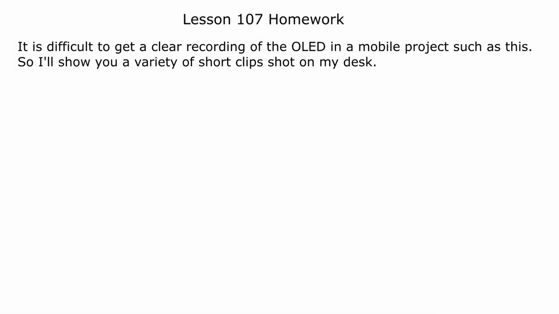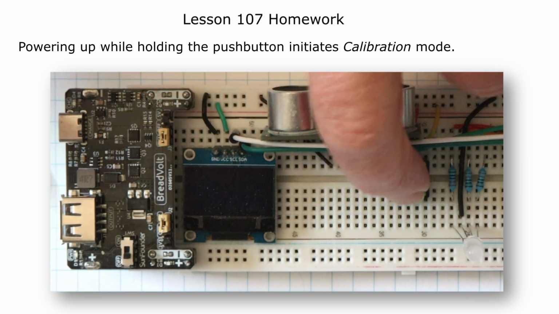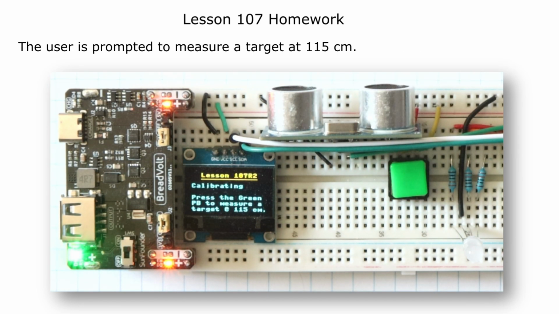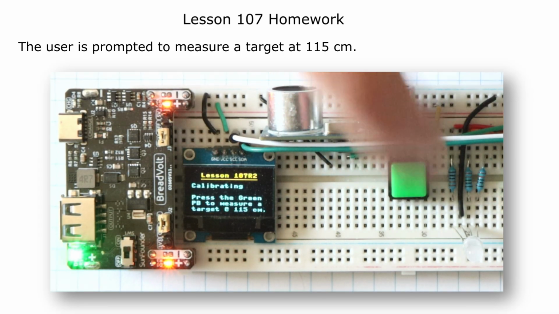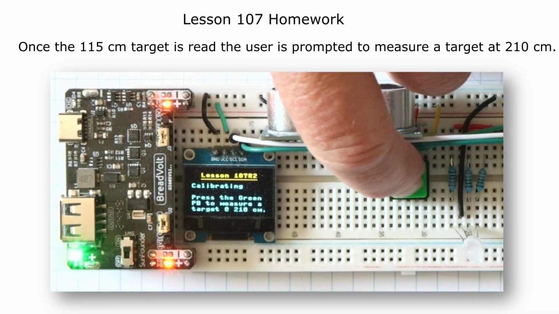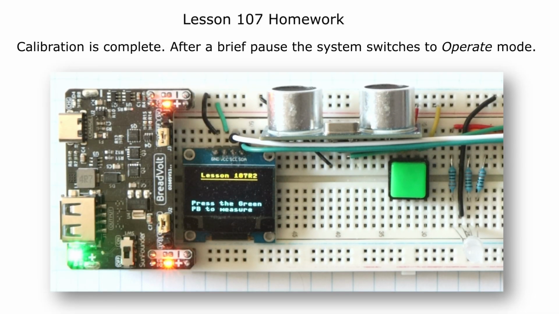It's difficult to get a clear recording of the OLED in a mobile project such as this, so I'll show you a variety of short clips shot on my desk. Powering up while holding the push button initiates calibration mode. The user is prompted to measure a target at 115 centimeters. Once the 115 centimeter target is read, the user is prompted to measure a target at 210 centimeters. Calibration is complete. After a brief pause, the system switches to operate mode.